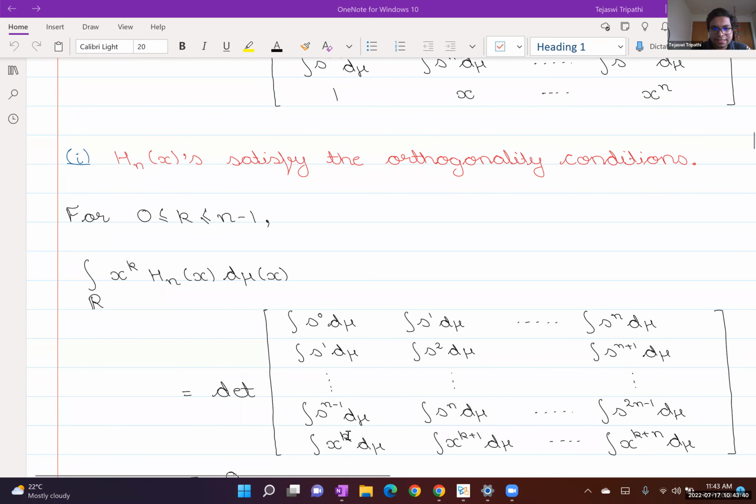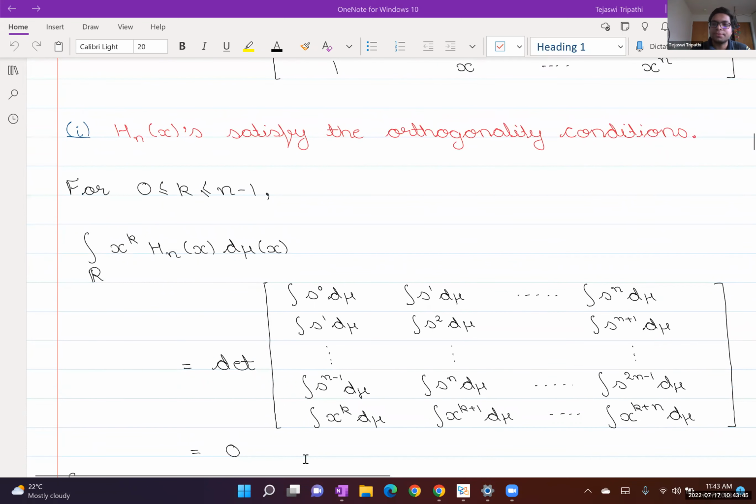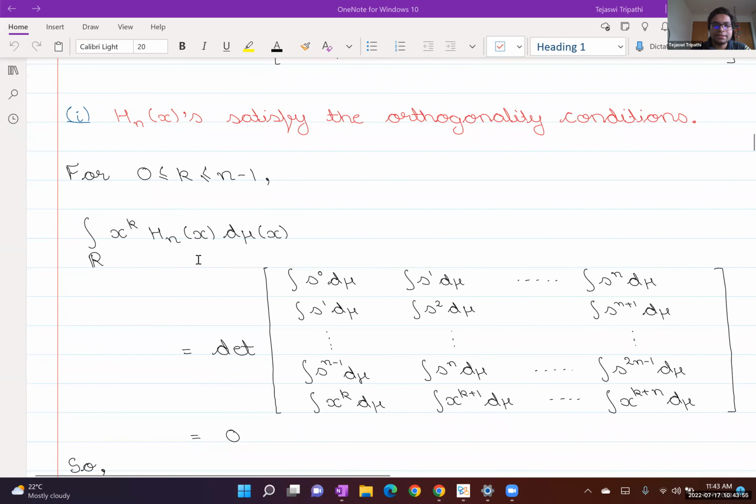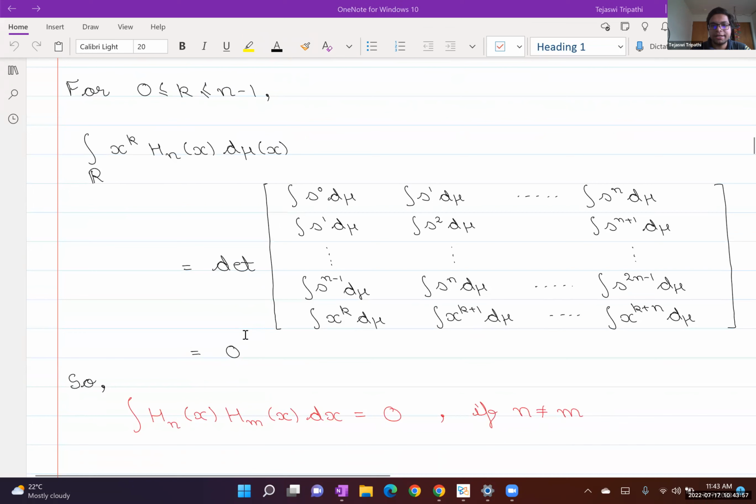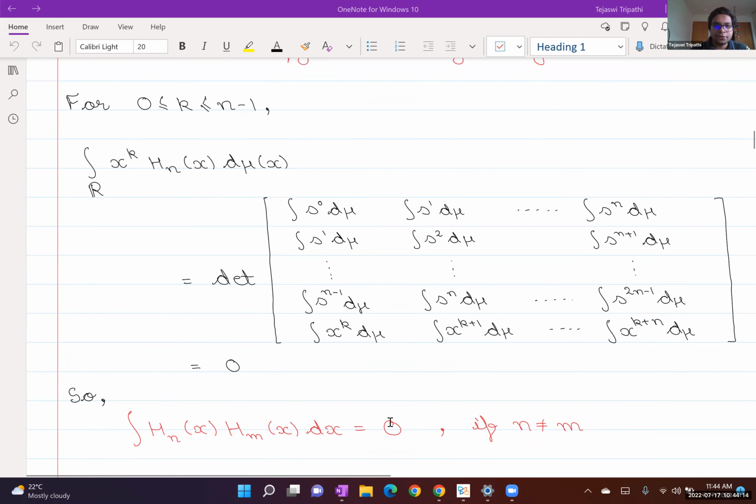Now, as you can see, since k is less than n minus 1, two rows are the same, and hence this determinant should be 0. So we have seen that for all x to the power k, this inner product is 0. In particular, it implies that h_n(x) satisfies the orthogonality condition. Because without loss of generality, you can assume that n is less than m, and then h_n(x) is a linear combination of 1, x, up to x to the n, and each of them is 0, and hence this is 0. So we have shown that h_n(x) satisfies the orthogonality condition.